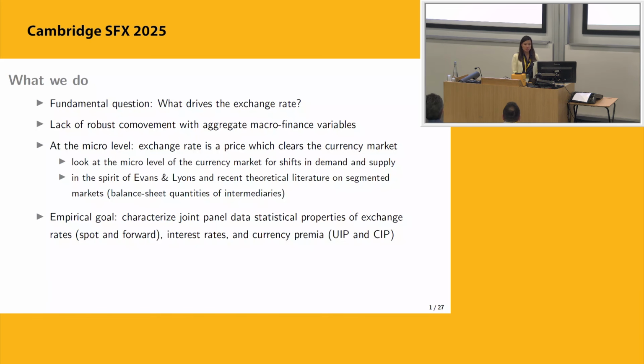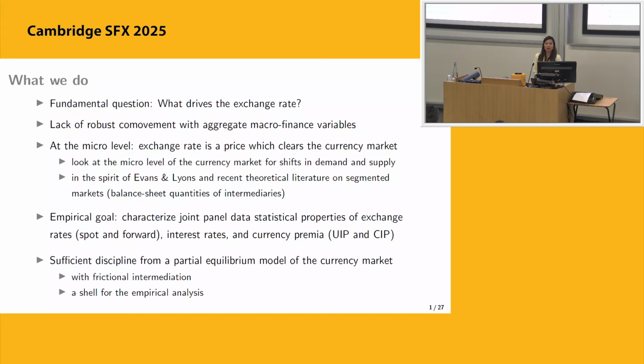We want to characterize joint panel data properties of exchange rates, both spot and forward, interest rates, and currency premia. So Hao-Nan and Lorena presented you important characteristics of CIP and also UIP in emerging markets. We want to present a framework that is general enough that would apply to a broad cross-section of currencies, G7 or EMs. And we also want, the second goal is to think of a model framework which is minimal enough to be able to explain the panel statistical properties that we see.